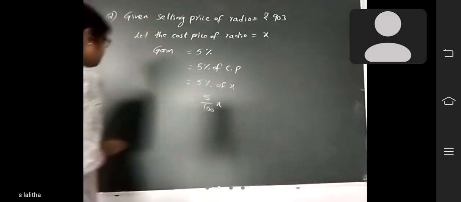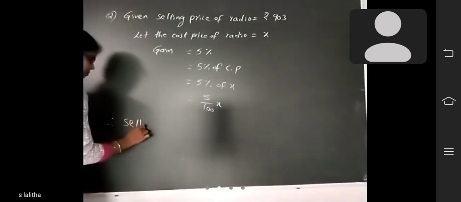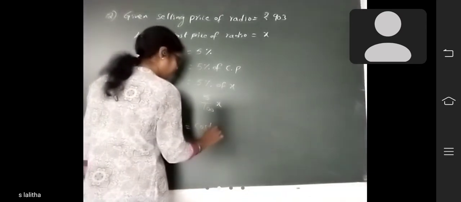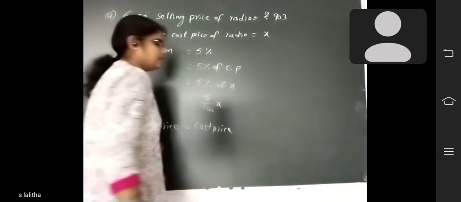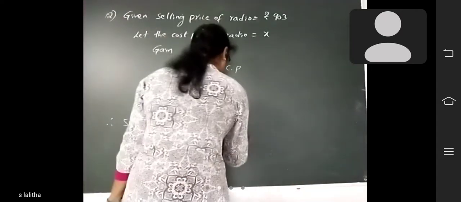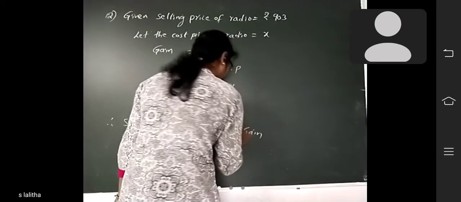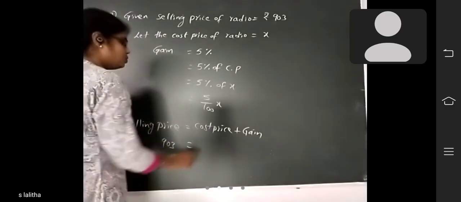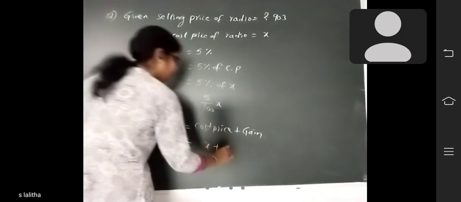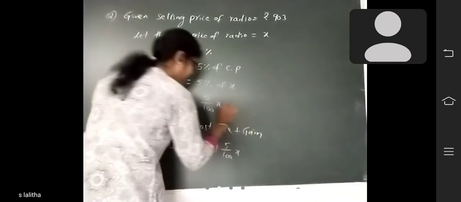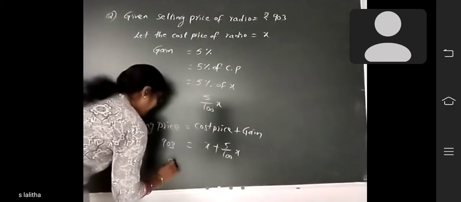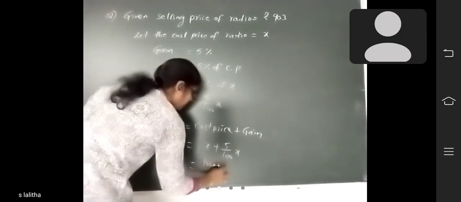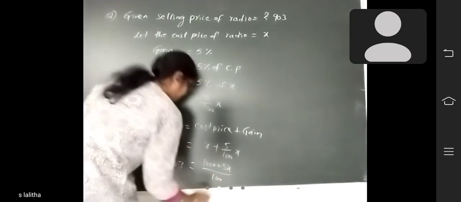Okay, now, therefore, selling price is equal to cost price plus gain. Okay, what is selling price? 903. Cost price X. Gain, how much? 5 by 100 into X. Okay. So 903 equal to X plus 5X by 100, that is, 100X plus 5X by 100.